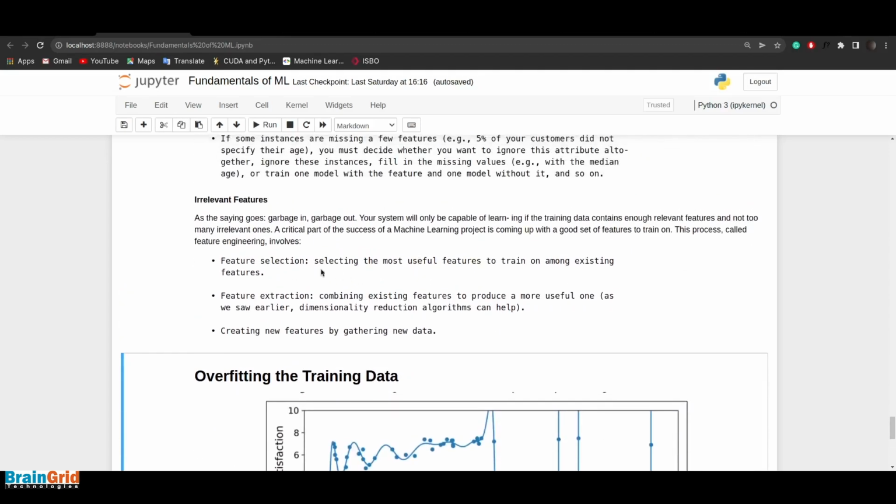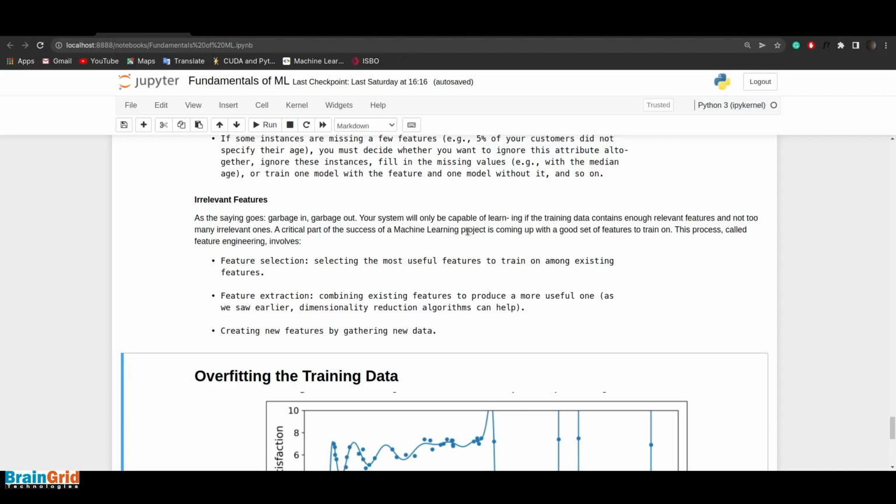And again, irrelevant features. As the saying goes, garbage in, garbage out, right? So if you're giving your model some features that really have nothing to do with the target variable, it makes no sense to even keep those features in the training sample itself. So it's better to discard those kinds of features that for sure do not add any value or bring value to this model to predict our target variable.